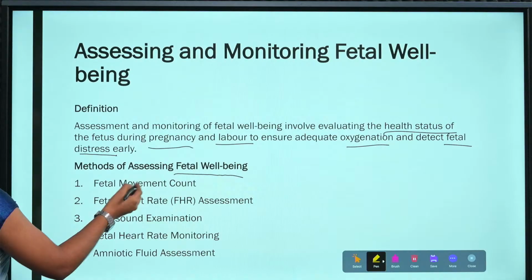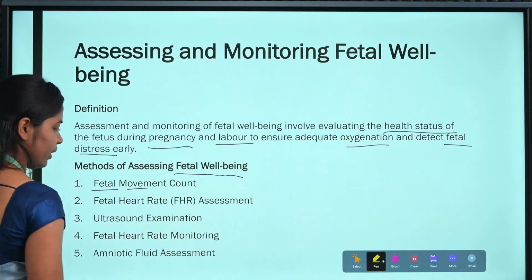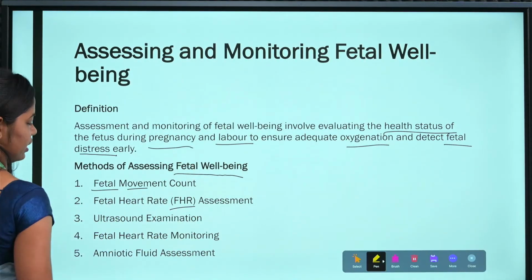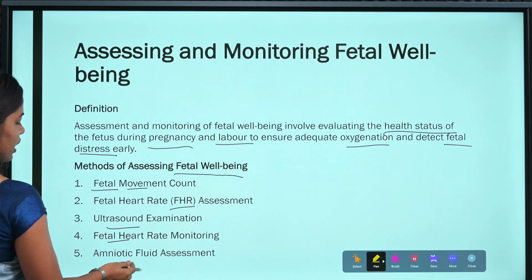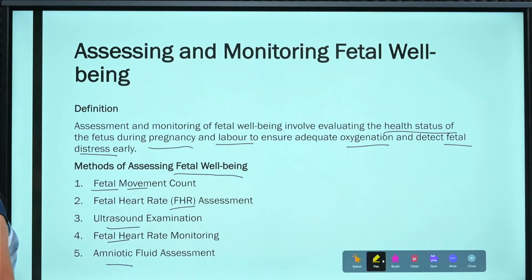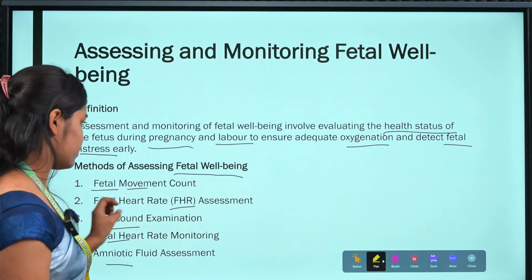That includes, first, we are going to assess the fetal movement count, then fetal heart rate, ultrasound examination, fetal heart rate monitoring, and amniotic fluid assessment. These are all the monitoring methods to assess the fetal well-being.